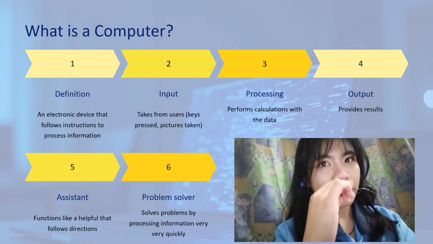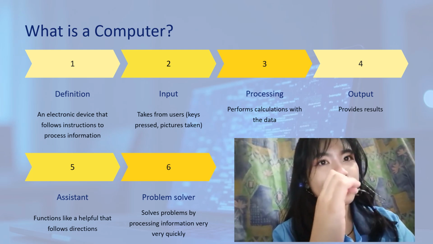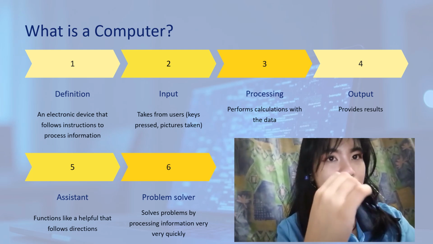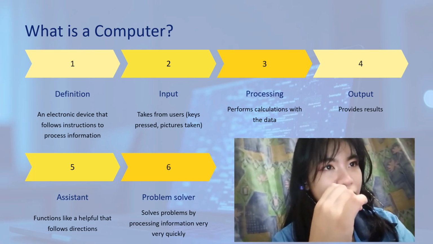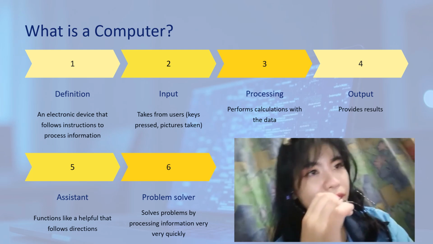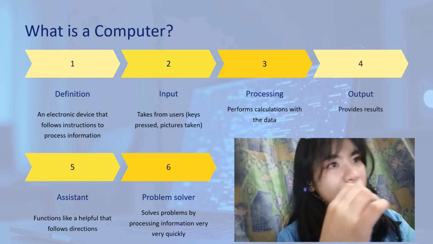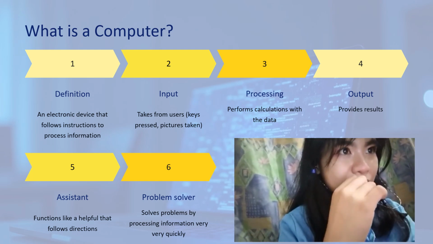Now let's talk about the hardware and software of the computer. Hardware is the physical parts of the computer. For example, the CPU, keyboard, and the screen or monitor. While software is the programs and applications that are installed in a computer. For example, the games, browsers, and the operating system.